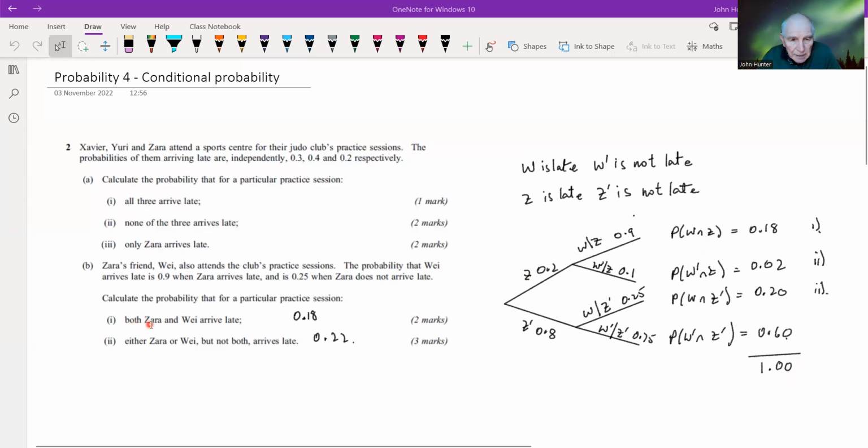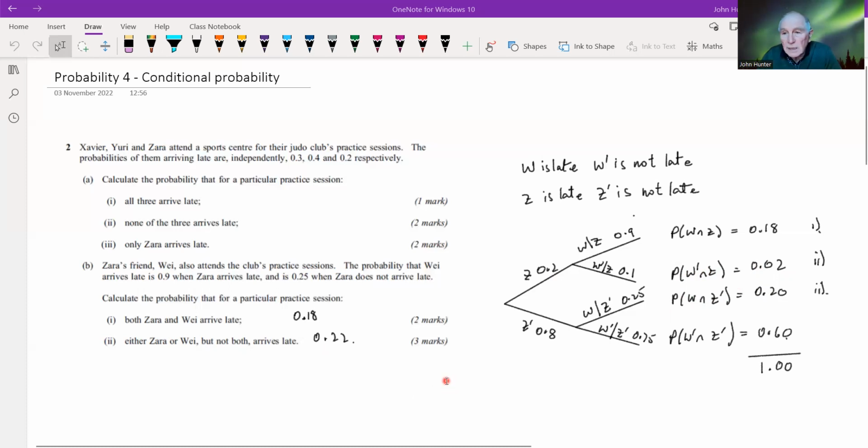And then we can answer the questions. What's the probability that Zara and we both arrive late? Well, that's just this top one, isn't it? There we go, 0.18. And either Zara or we, but not both, arrives late? Well, this one here is Zara but not we, and this is we, not Zara. So it's these two, isn't it? And of course, they're mutually exclusive, so we can add these together. That gives us 0.22. That's the answer to the second part of the question.